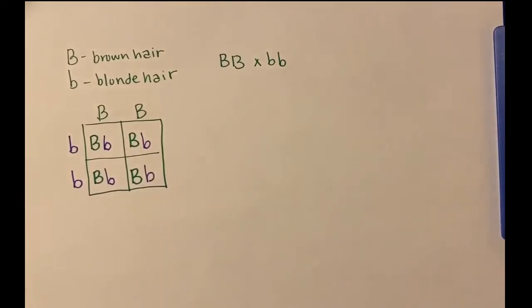Now let's talk about what that means. The 4 genotypes that you just filled represent the 4 possible combinations that can result in the offspring of those two parents.